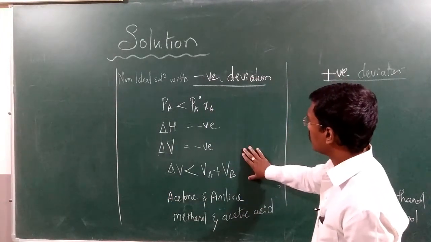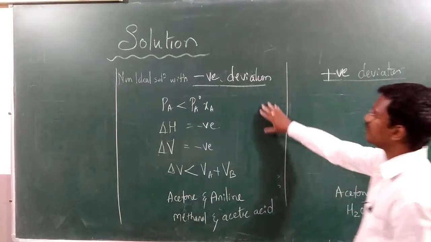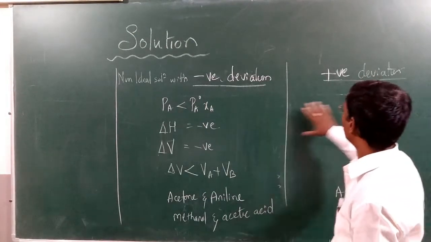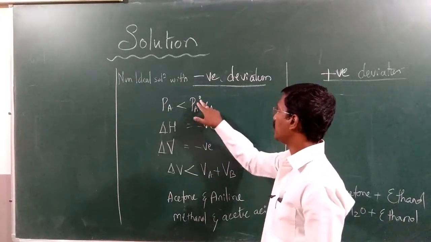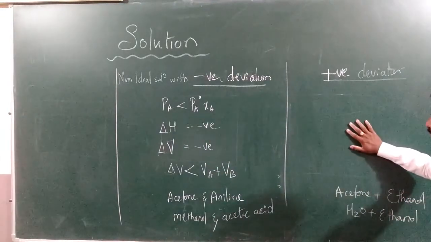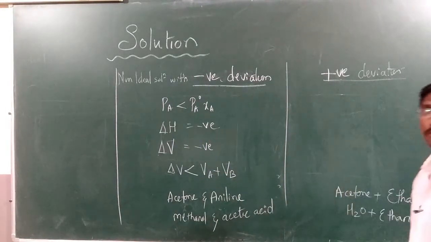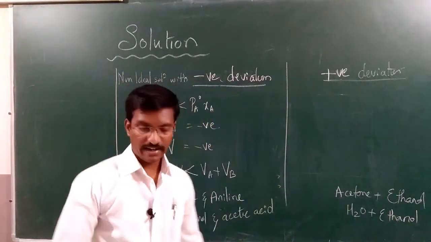So these are the differentiation or definition you can write based on this. Whatever we have shown is totally reversed in positive deviation. Here PA is greater than PA naught into XA, delta enthalpy is positive, and delta V is also positive. Moreover, I explained that you should observe the examples of ideal and non-ideal.